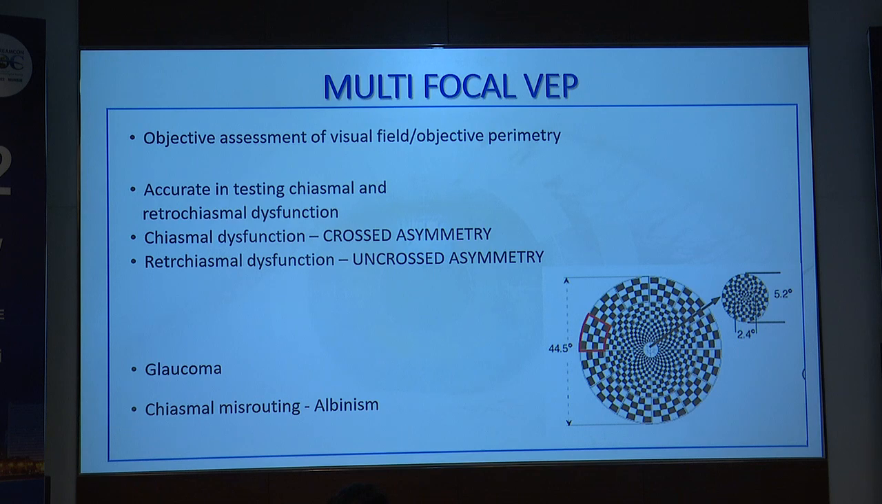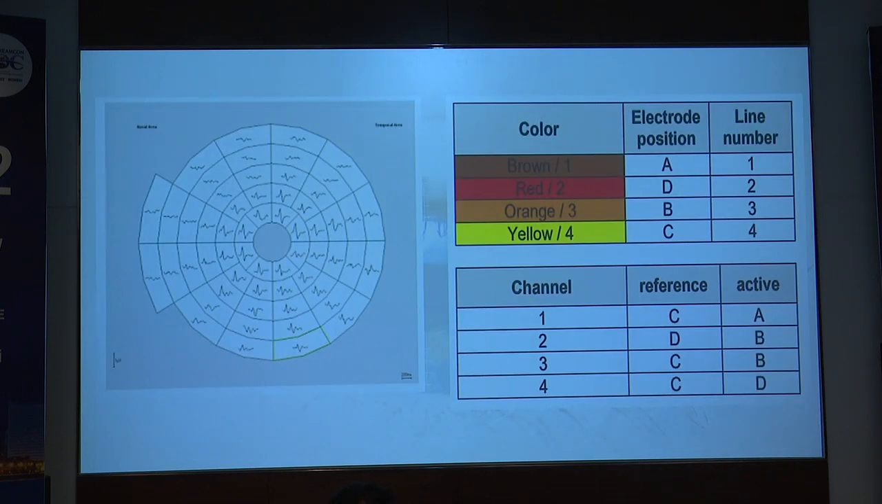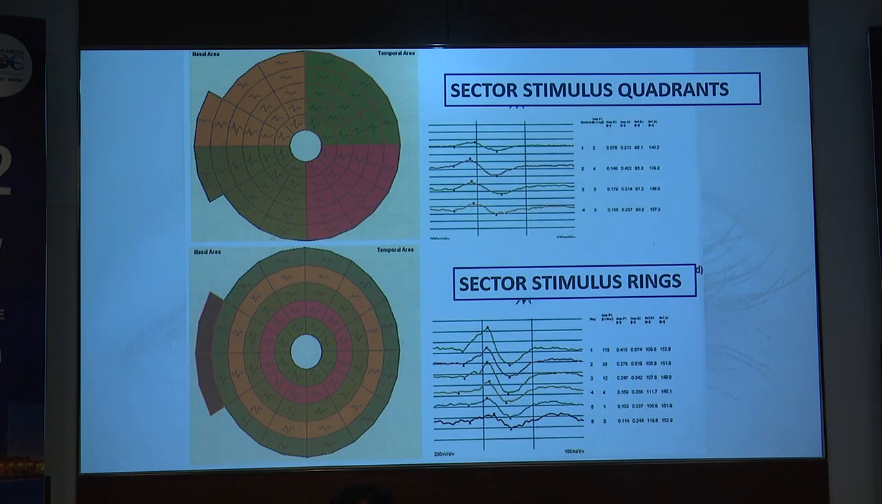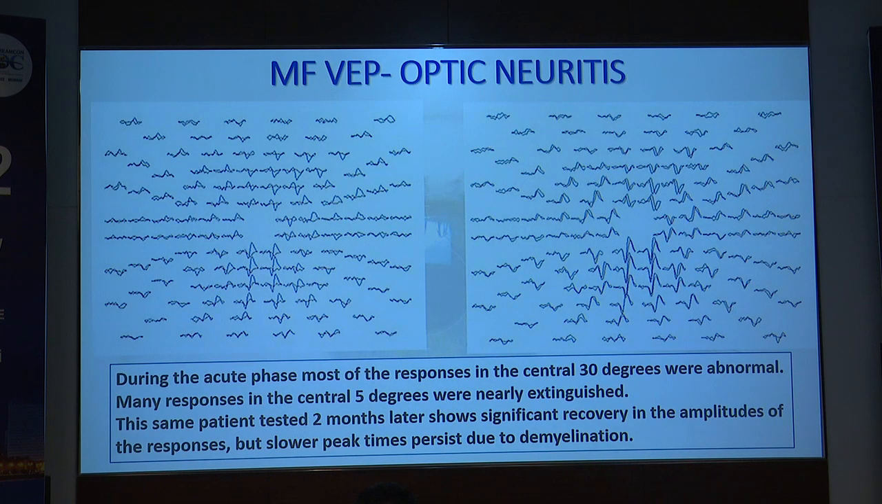Multifocal VEPs are not that commonly done. Here we have 4 active electrodes in a mounting bracket, and they give corresponding waves, which can be in a sectoral pattern or a ring pattern. This is the normal multifocal VEP in both eyes. Right eye is red, left eye is blue. In optic neuritis, if you see, initially the red is extinguished in the center and abnormal in the central 30 degrees. And over time, there is significant recovery in the amplitudes, but slower peak times due to demyelination.